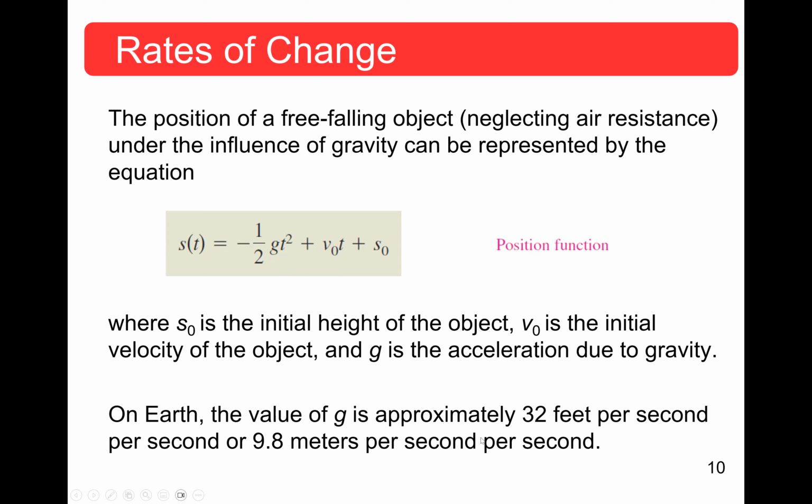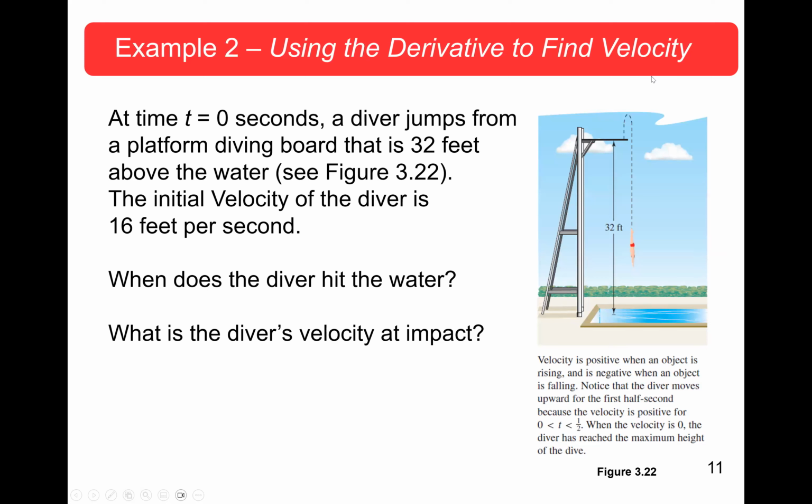So we have a second example here using the derivative to find the velocity. Here we say at time t equal to 0 seconds, a diver jumps from a platform diving board that is 32 feet. So from the diagram, we can see the height of the diving board above the water is 32 feet. Now, the initial velocity of the diver is 16 feet per second. When does the diver hit the water? And also, what is the diver's velocity at impact?